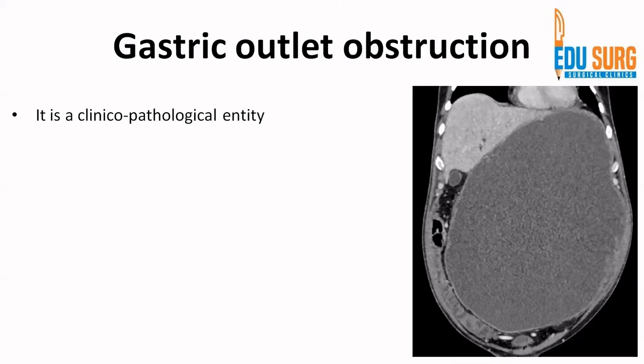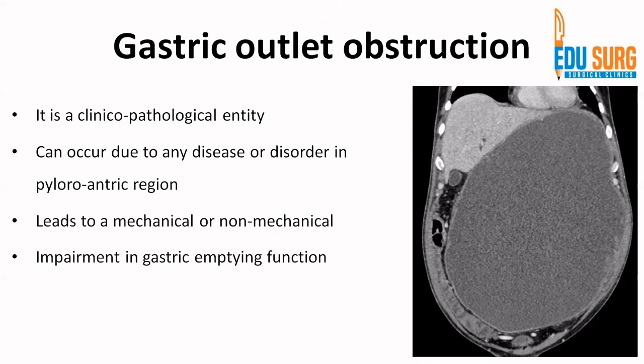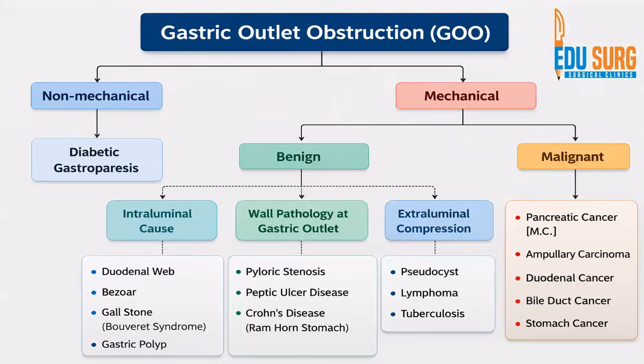So a very important topic, it is a clinico-pathological entity which can occur due to any disease or disorder in the pyloroenteric region. The stomach gets massively distended, which can be due to a mechanical or a non-mechanical impairment in gastric emptying function. Benign causes are seen in up to 37% of the cases.